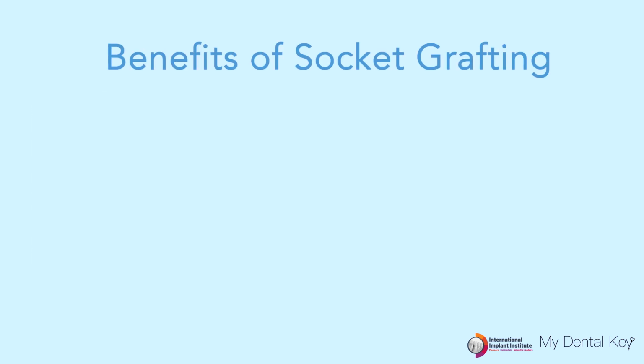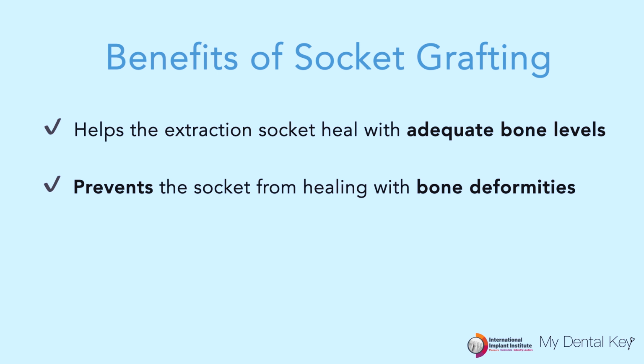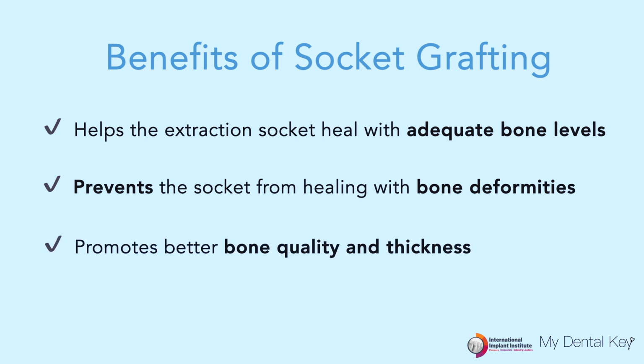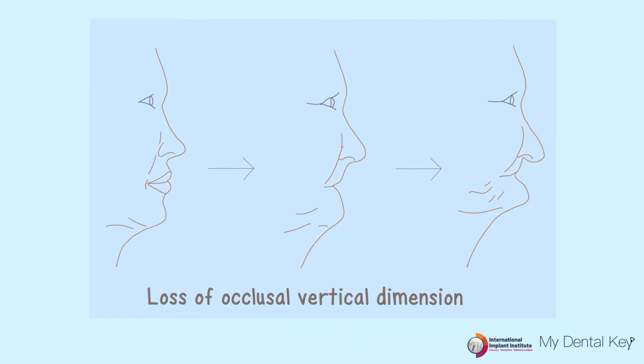Socket grafting ensures the extraction socket heals with adequate bone levels and without deformities. While the site can heal naturally, grafting promotes optimal bone quality and thickness, making it particularly important for sites intended for future implant placement. This is important because the alveolar ridge, the ridge of bone that supports the roots of teeth, becomes susceptible to resorption after extraction due to lack of functional pressure in the area.